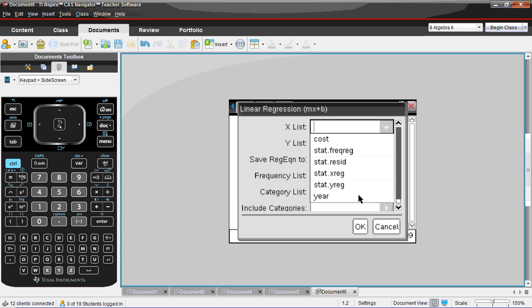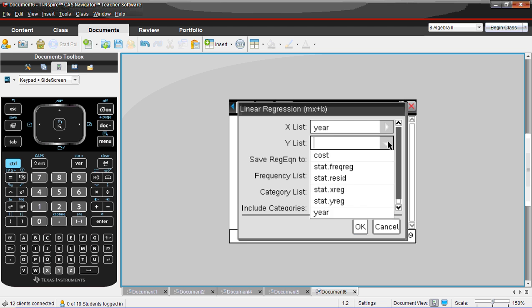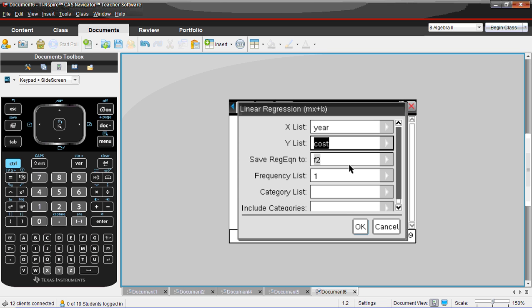Your cost. I don't know. I wanted to know what those all were, but anyway. I want to save it to equation f of 2, because we already have an f of 1. We put that in when we found the equation with 2 points, so this is function number 2.